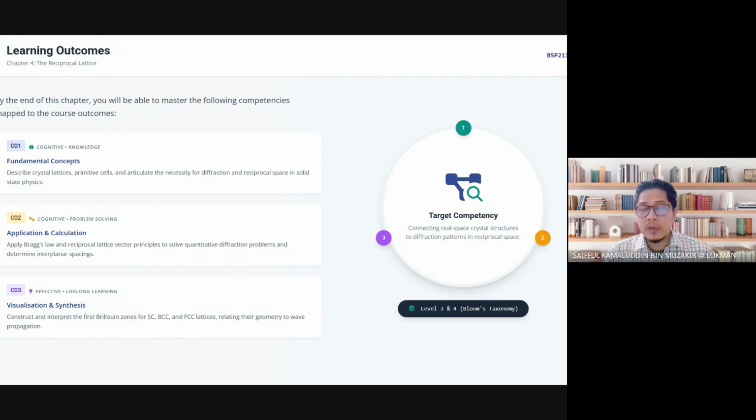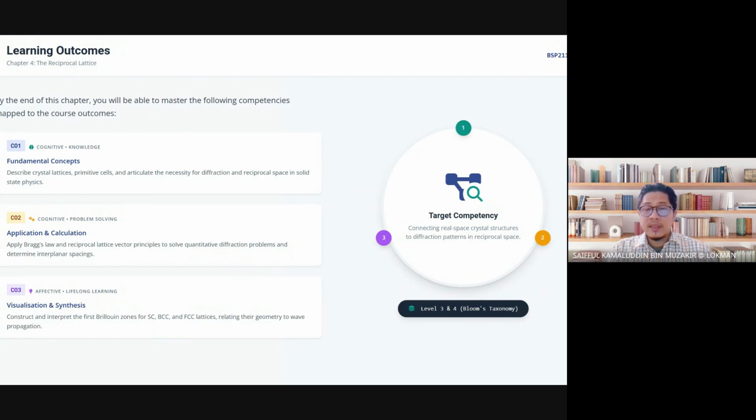The second, you should be able to apply Bragg's law and reciprocal lattice vectors to solve basic problems. Of course, you need calculations. And third one, you should be able to interpret the first Brillouin zone, especially for the SC or simple cubic, the BCC, the body-centered cubic, and FCC, which is face-centered cubic lattices. So you have SC, BCC, and FCC lattices.